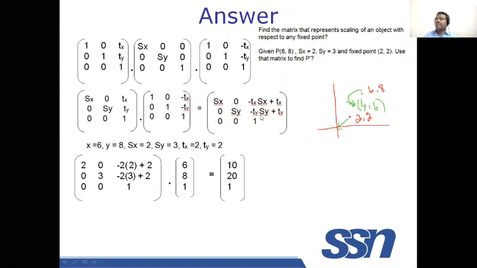Okay. The order of multiplication is important. You have to write it in the reverse order. In that case, you can do multiplication from left to right.